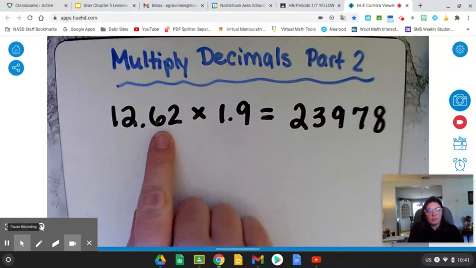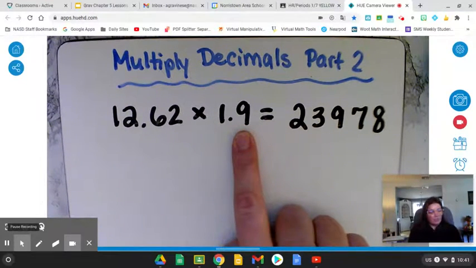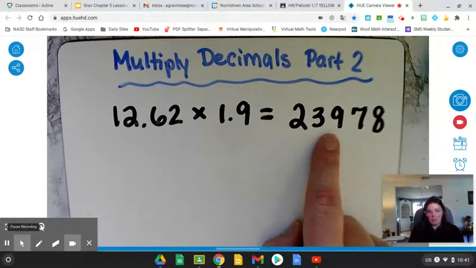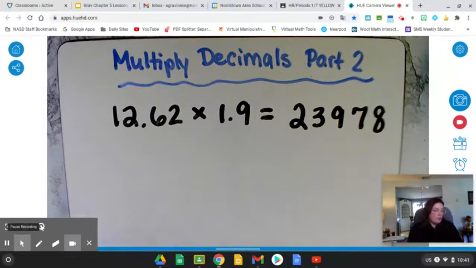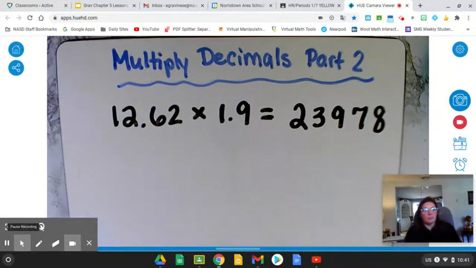We have 12 and 62 hundredths times 1 and 9 tenths. And what I've done is I've calculated that product and I've written down the digits, but I did not place my decimal point. So remember that there are two ways to place your decimal point. One is by using an estimate, and the other is by counting your decimal place values. So let's take a look and place the decimal point correctly into that product.